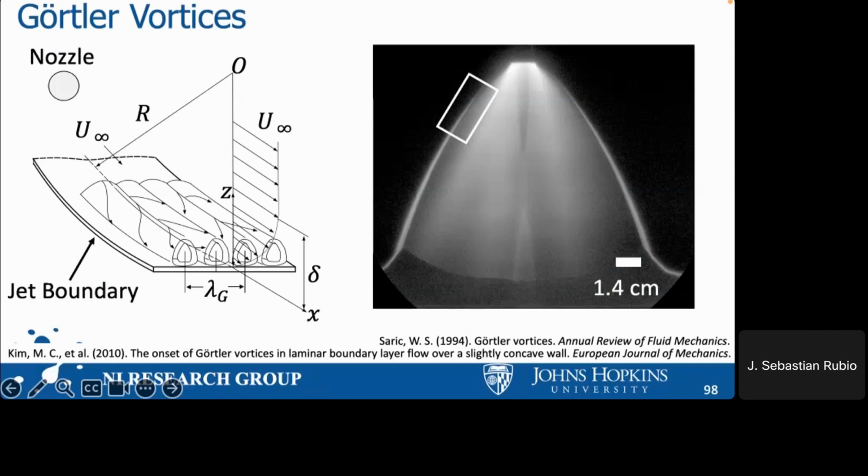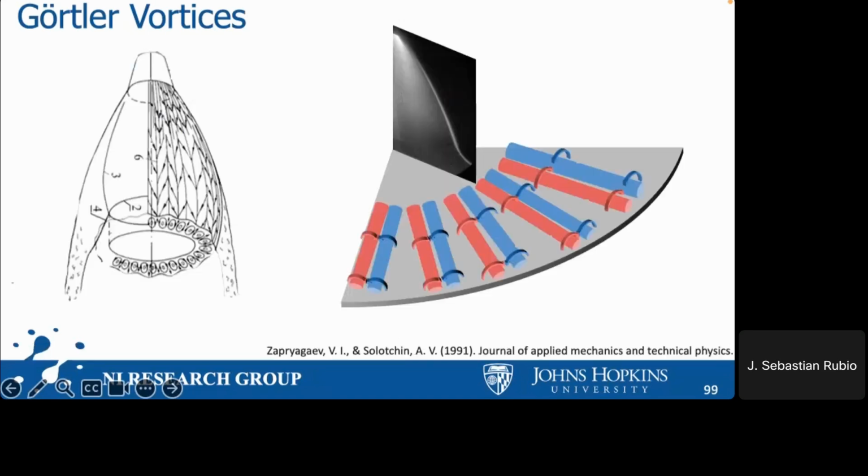So essentially what we're trying to say here is that that jet boundary on the right side is going to be similar to that on the left side, where you have flow over this curved surface.